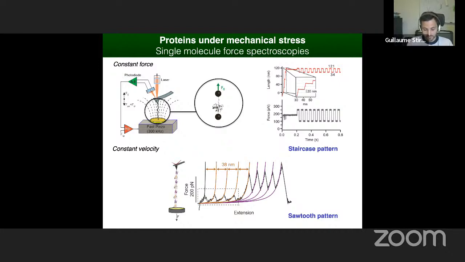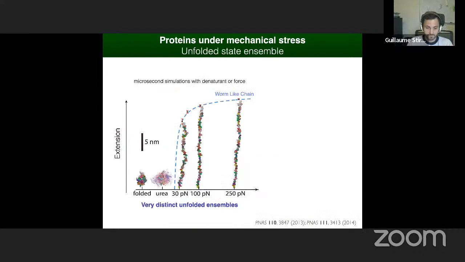The other big mode of force application, which is maybe easier to do in the experiments, and which we can also replicate in the simulation, is to pull at a constant velocity. So we extend the two ends of the protein at a constant speed, and then we typically record a sawtooth pattern, and each peak corresponds to the unfolding of one protein domain. The curves you see in orange or purple here correspond to the extension of this domain once it's unfolded. Here you have two different colors, two different mechanical resistances, because you have two proteins in the construct. And this is a real experimental trace.